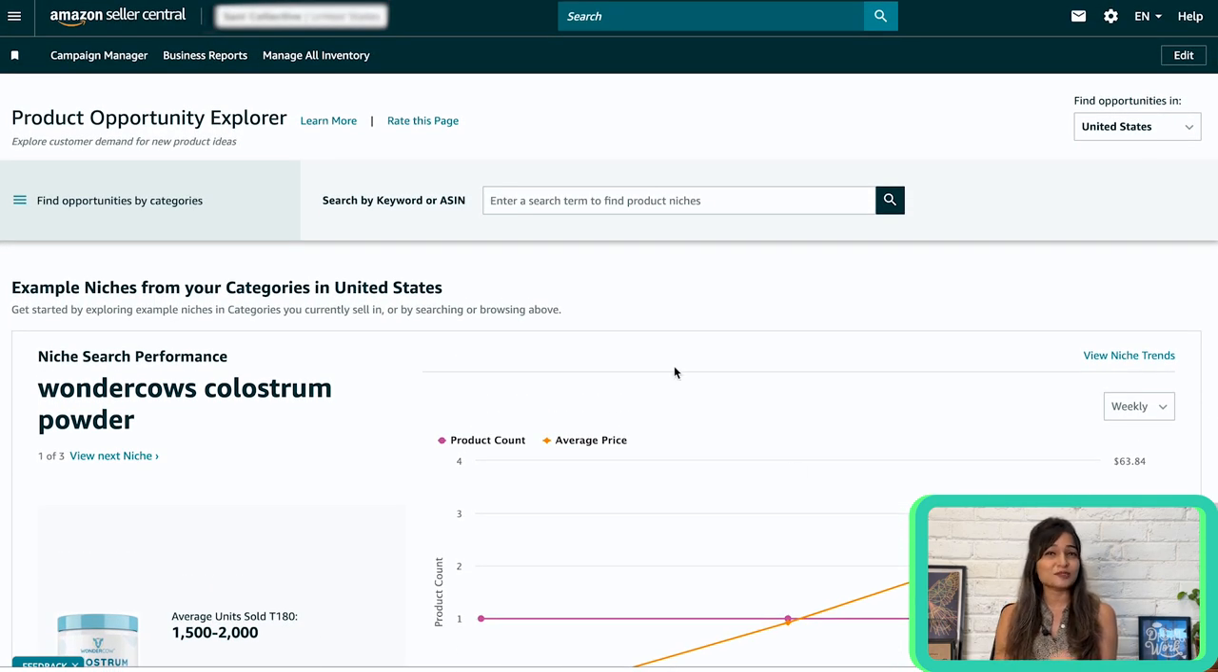When selling products in a specific niche, sellers often find themselves faced with a crucial decision: to enter a market already dominated by established brands or to seek out untapped market opportunities. This decision hinges on a deep understanding of the level of competition within a chosen niche. Well, thanks to Product Opportunity Explorer, sellers have the means to delve into their chosen niche and assess the level of competition. Now let's see how that actually works.